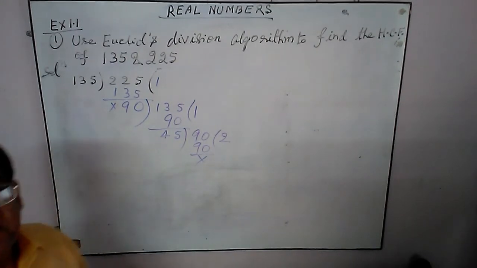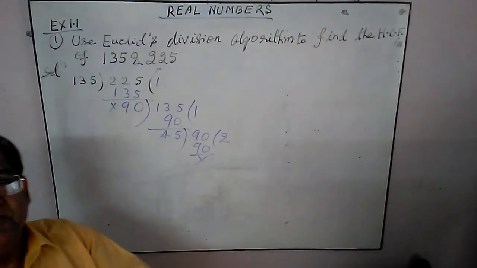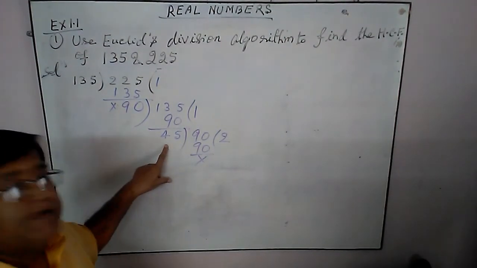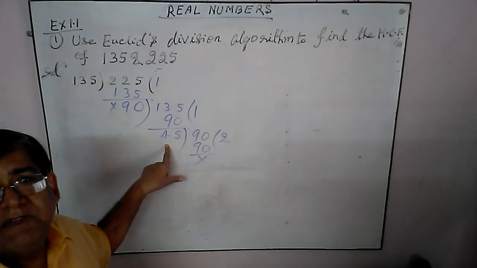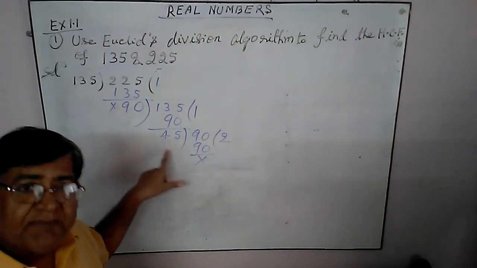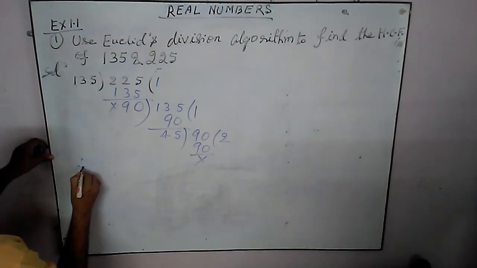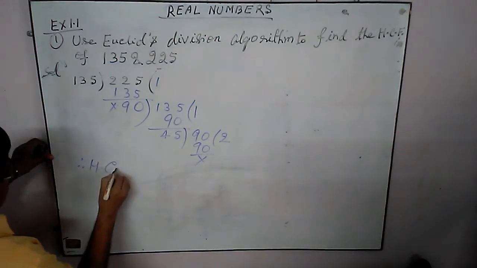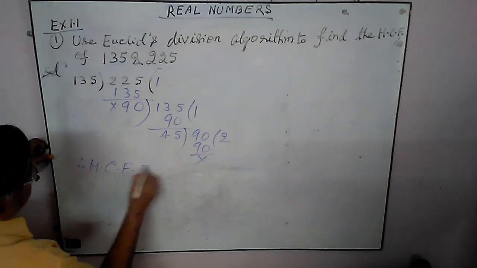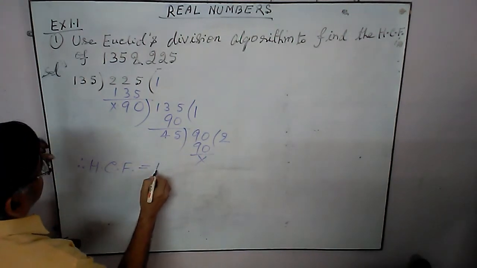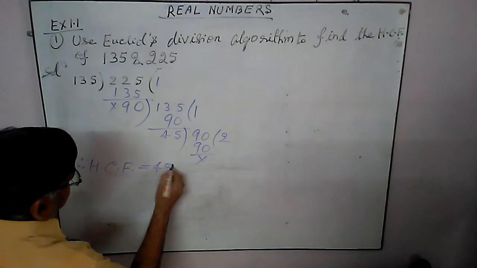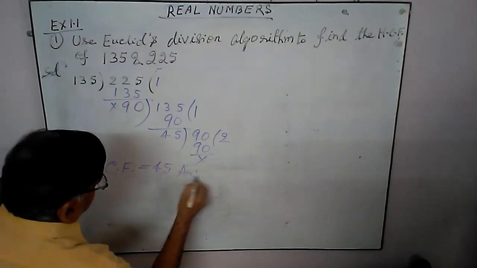So which one is your last divisor? Your last divisor is 45. So what will be the value of HCF? HCF will be 45. Therefore, HCF equal to 45. Answer.